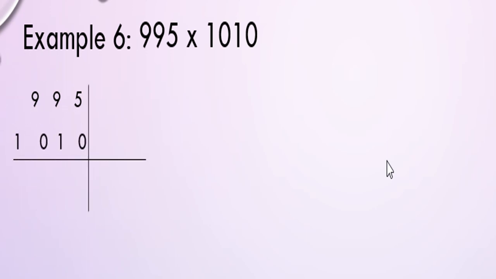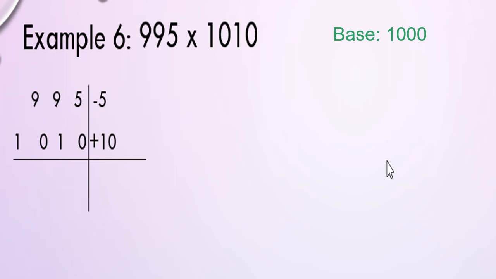Step 1. The first thing that has to be noted here is the base. Both numbers, 995 and 1010, are close to 1000. So our base in this case is going to be 1000. 995 is less than 1000 by 5, so we write -5 on the right hand side of the vertical line. And 1010 is greater than 1000 by 10, so we write +10 on the right hand side of the vertical line.